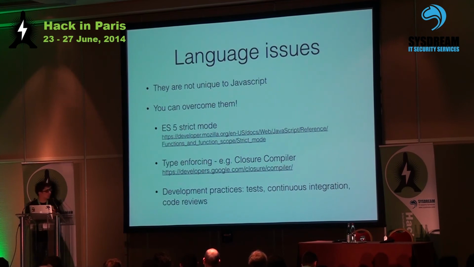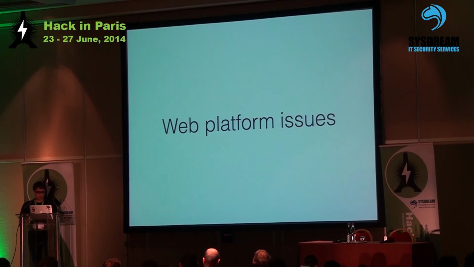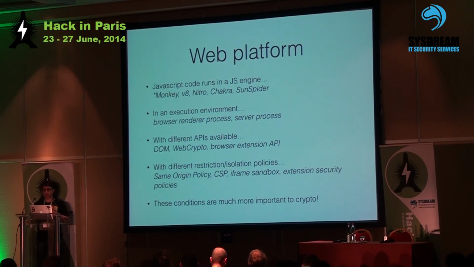So you have code reviews, continuous integration, unit testing, and so on, like the real sane development practices that are true for whatever kind of software you do. About the far worse issues with JavaScript crypto are web platform issues. So the thing is the JavaScript code doesn't execute in a sort of an entity which is unknown. It's actually a very concrete entity.